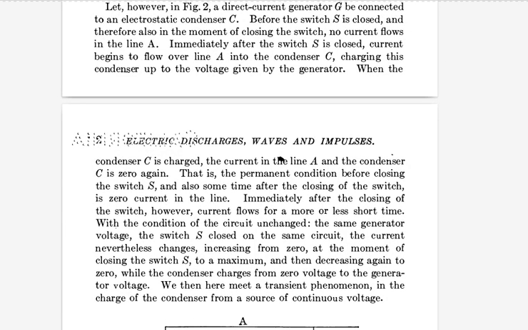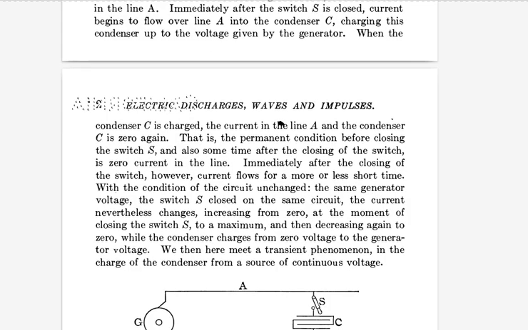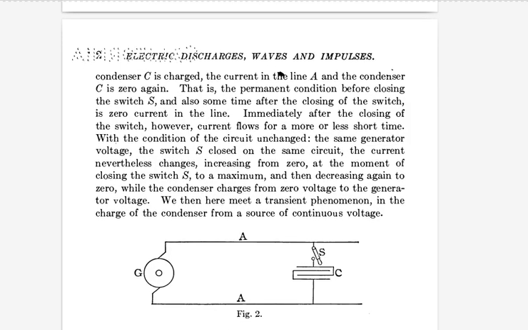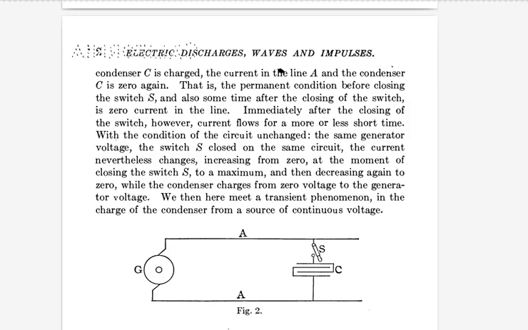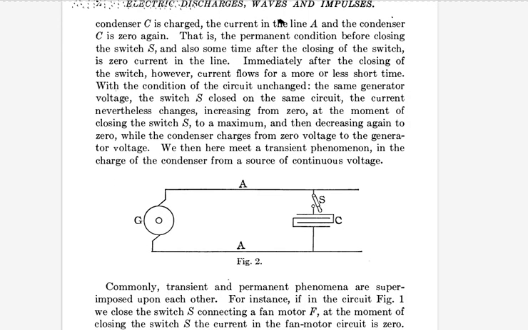Let, however, in Figure 2, a direct current generator G be connected to an electrostatic condenser C, before the switch S is closed, and therefore also in the moment of closing the switch. No current flows in the line A. Immediately after the switch S is closed, current begins to flow over line A into the condenser C, charging this condenser up to the voltage given by the generator. When the condenser C is charged, the current in the line A and the condenser C is zero again.